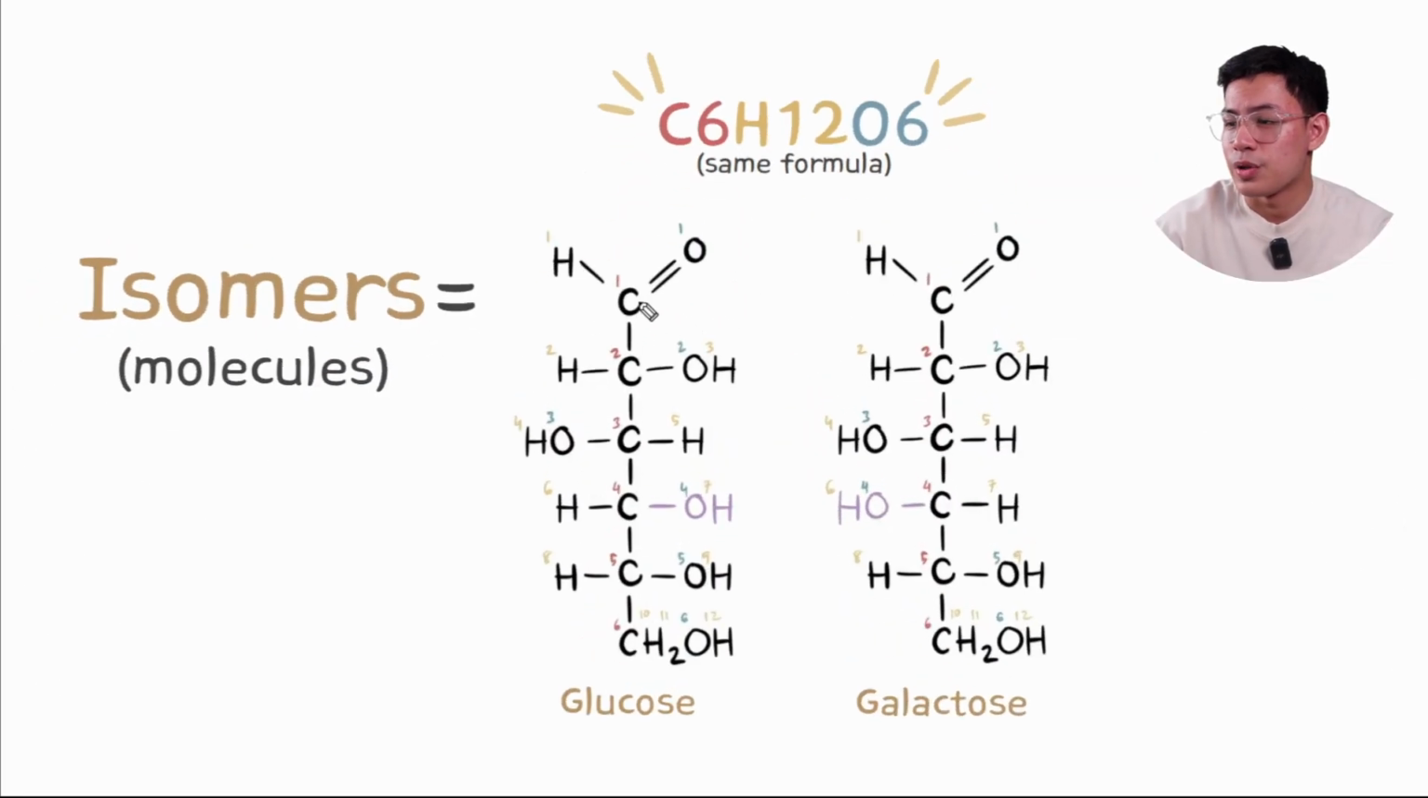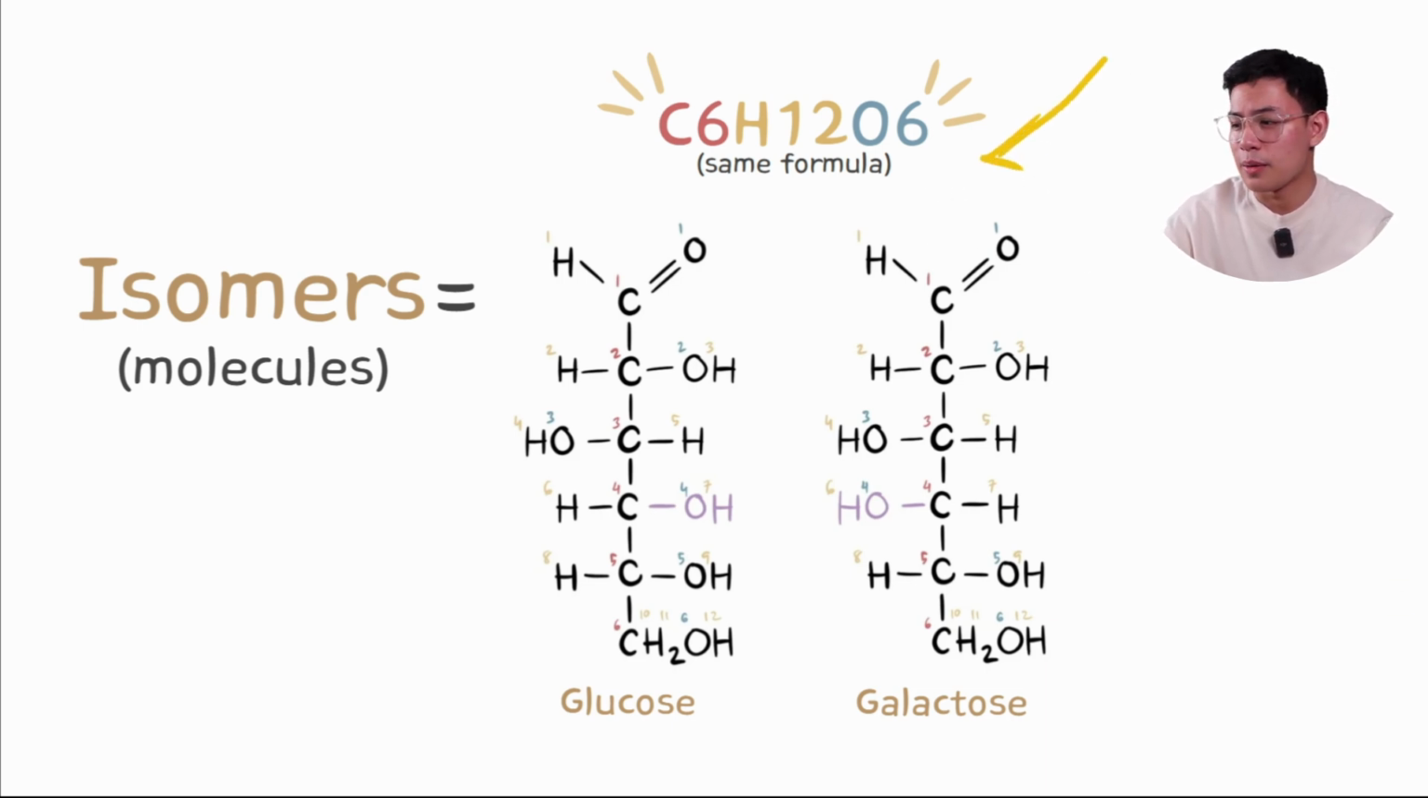On screen, we see that glucose has 6 carbon atoms marked in red, and it has 12 hydrogen atoms marked in yellow, and 6 oxygen atoms marked in blue. But the same can be said for galactose. It has 6 carbon atoms, 12 hydrogen atoms, and 6 oxygen atoms. From this, we can conclude that they have the same formula.